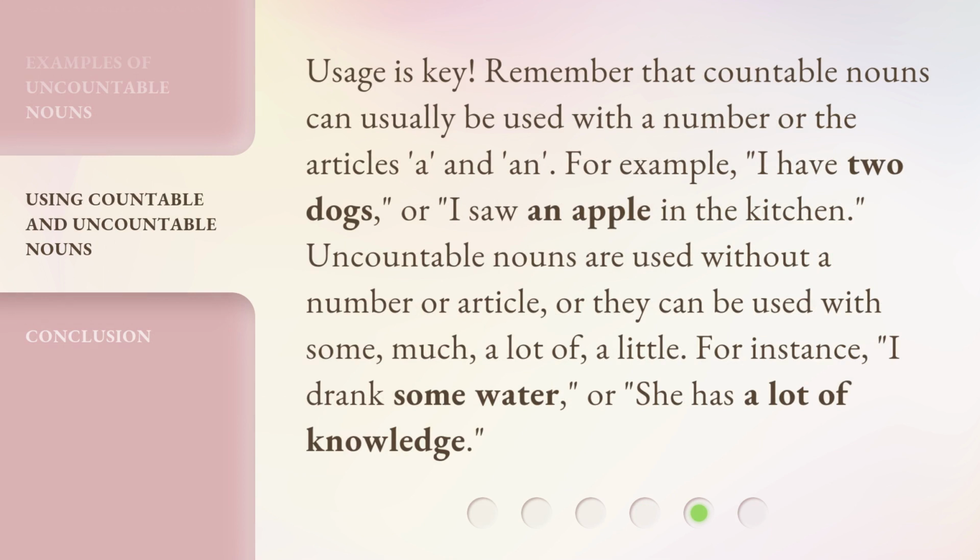Usage is key. Remember that countable nouns can usually be used with a number or the articles a and an. For example, I have 2 dogs, or I saw an apple in the kitchen. Uncountable nouns are used without a number or article, or they can be used with some, much, a lot of, a little. For instance, I drank some water, or she has a lot of knowledge.